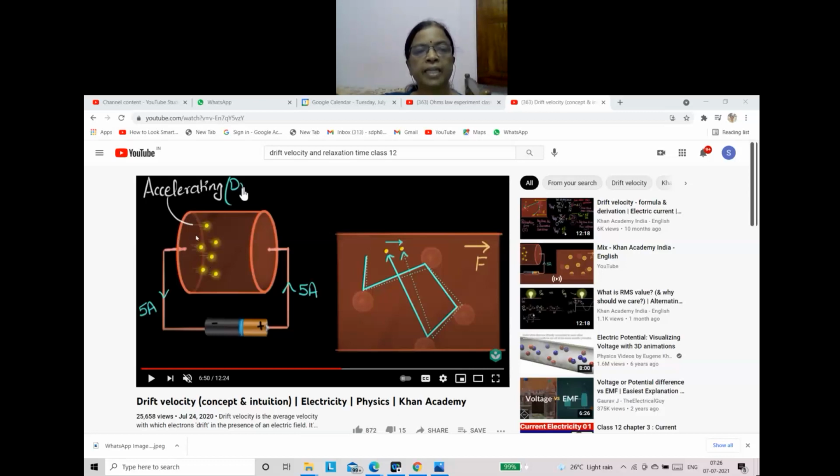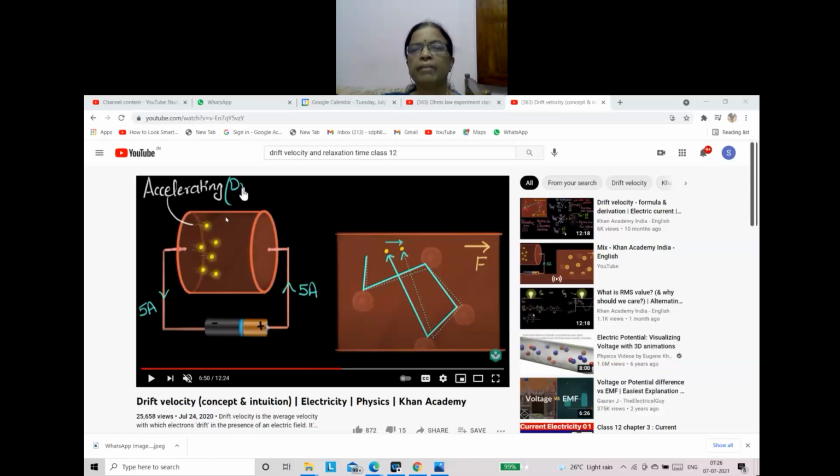What is the volume of this conductor? If L is the length and A is the area of cross section of this conductor, what is the volume? This is a cylindrical form; the wire is actually cylindrical. So A is the area of cross section and L is the length. What is the volume, children?